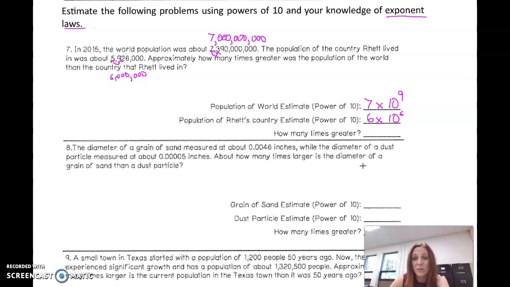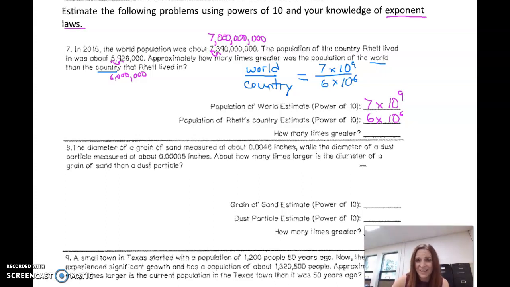The hint comes right here. We want to know how many times greater the population of the world was than the country, so we want world over country. The world is 7 times 10 to the 9th over 6 times 10 to the 6th.